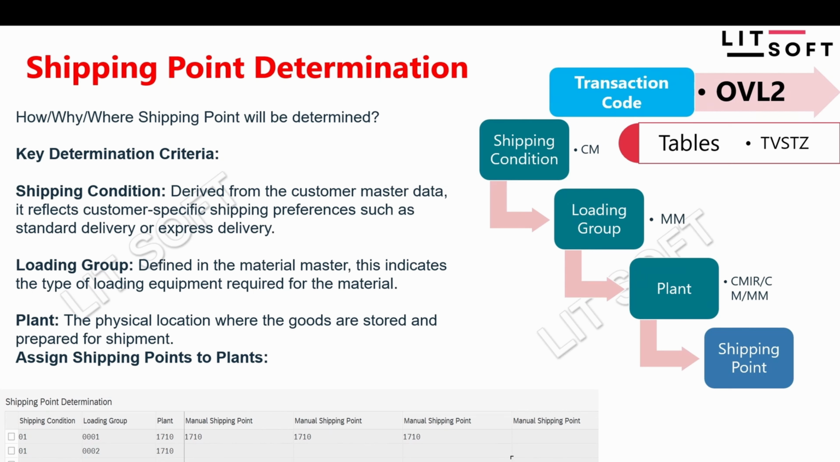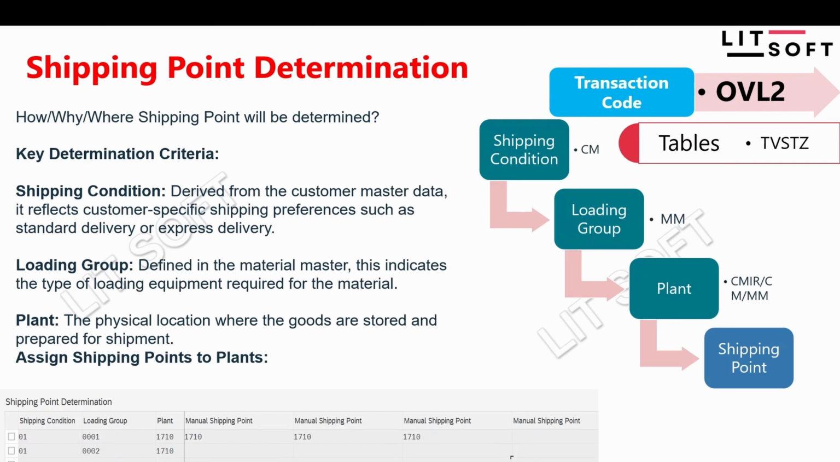Shipping point determination is the most important one. You see here shipping condition, loading group and plant: the shipping condition from the customer master, the loading group from the material master, and the plant from the CMIR. So you get the sequence as the customer master and the respective material master, which determines the shipping point. The table is TVSTZ and OVL2 is the transaction code. You can see some example screenshots here: shipping conditions, loading group, and the client. There is also the manual shipping point, and whatever shipping points you want to take during the delivery.